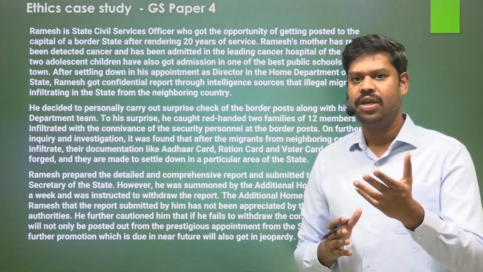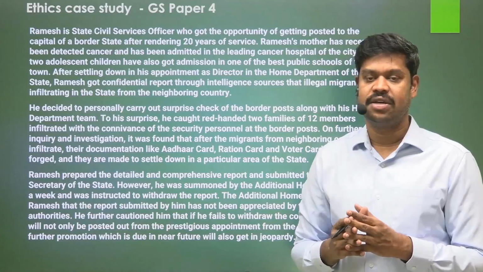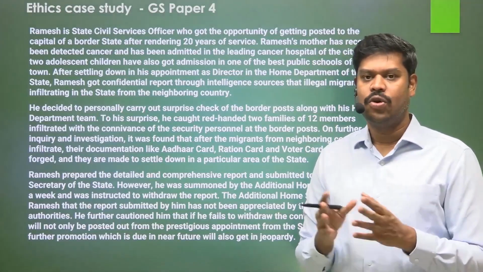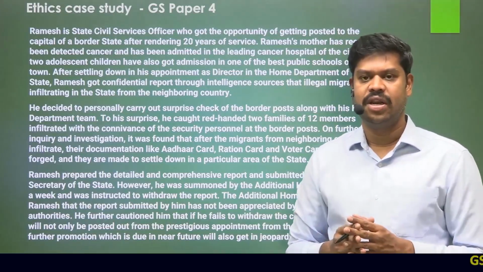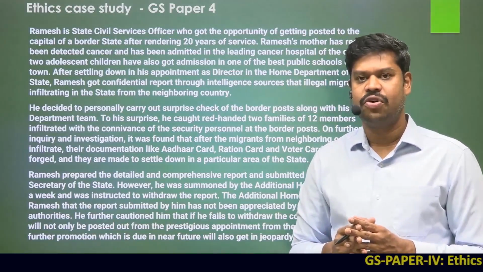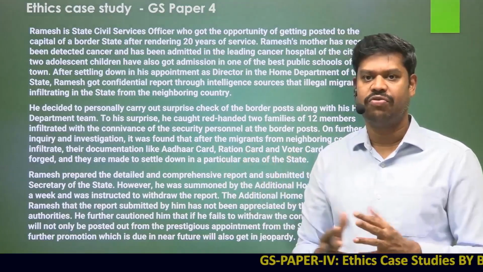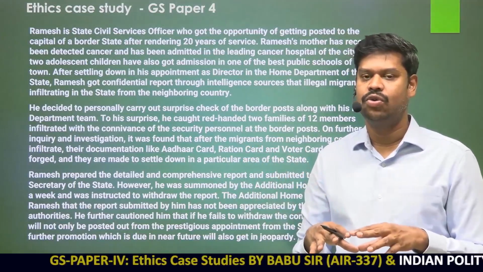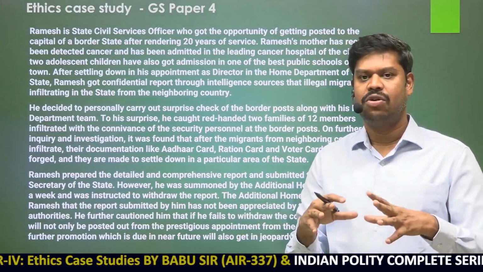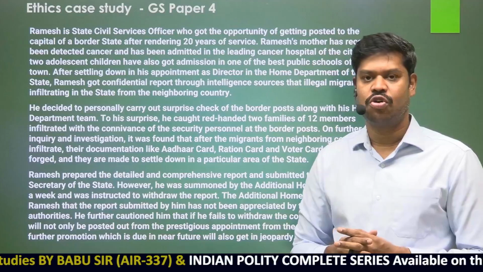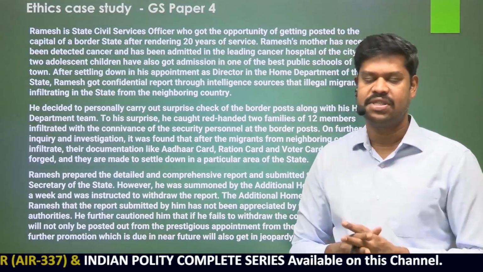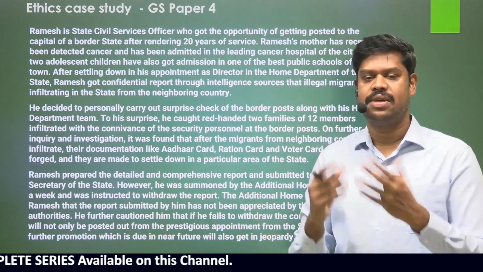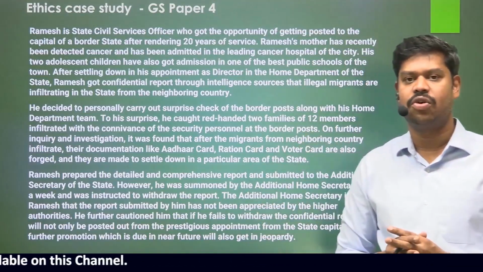In one surprise visit, he finds that a family of 12 members is illegally migrating. Not only that, he also finds that it happens with the connivance of the officers who are posted there. They not only help them enter the state, but also help them get forged documents and let them stay in a specific part of the city. Ramesh documents all these things and submits the report to the senior authority.